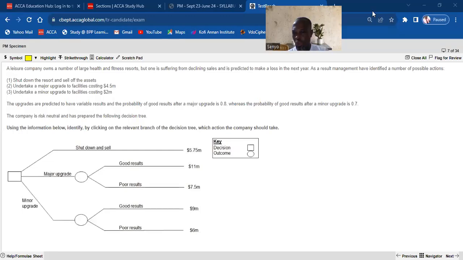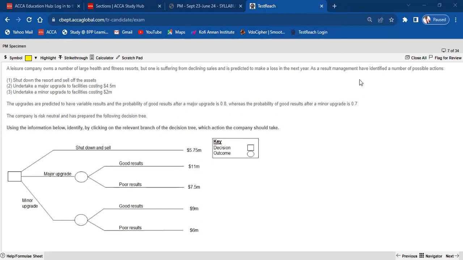So what I want to do is to discuss this specimen exam question 7 with you on decision trees. Let me copy this into my class notes. And this is really almost the same, if not the same, as the question I saw with you one moment ago.